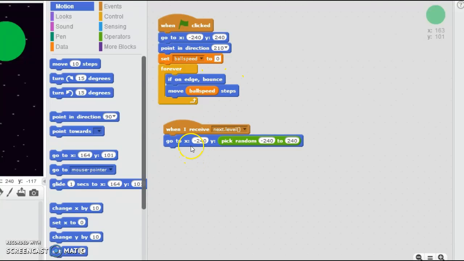Button 2 is very similar, almost exactly the same. It starts off though on the far left side with every next level with a random Y, and increases in speed just like the red ball does.